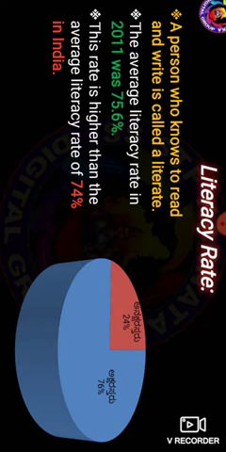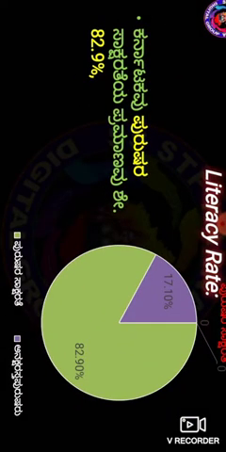But this rate is higher than the average literacy rate of 74% in India. With the district wise literacy, the rates are considered. Dakshina Kannada district, with 88.6, occupies the first position.